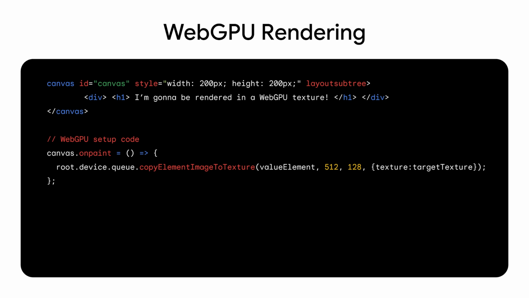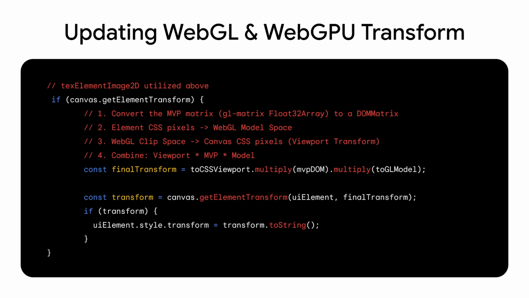For rendering using WebGPU, we also set up the canvas in the same way. Then we use the copyElementImageToTexture method, which is similarly analogous to WebGPU's copyExternalImageToTexture method, which you may be familiar with. So those two functions just paint the DOM element into a texture, but just like in the 2D example, it's also critical that we update the CSS transform of the element so that the browser knows where it is on the screen. Doing this in 3D space is a bit more complex, and I won't show the full code here, but you can see it in this code sample.